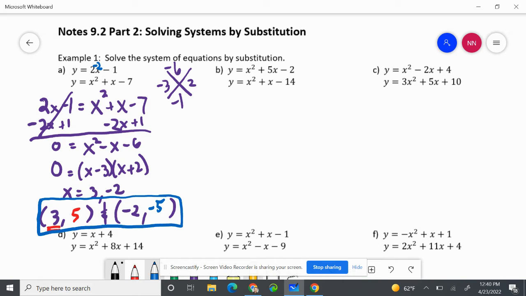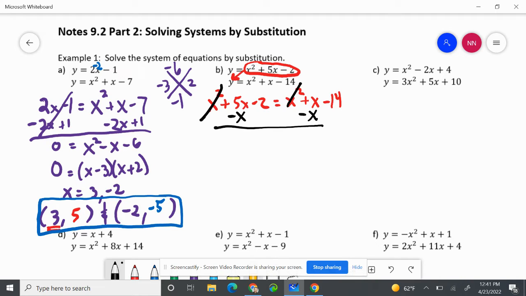Now for the second one, we're going to look at the x squared plus 5x minus 2. And since it's equal to y, I'm going to substitute it into the y. So for my equation, I get x squared plus 5x minus 2 equals x squared plus x minus 14. Now in this case, what I notice is that the x squareds cancel, so I have a linear equation. That means I'm going to get the x's on one side. So I'm going to subtract the x.